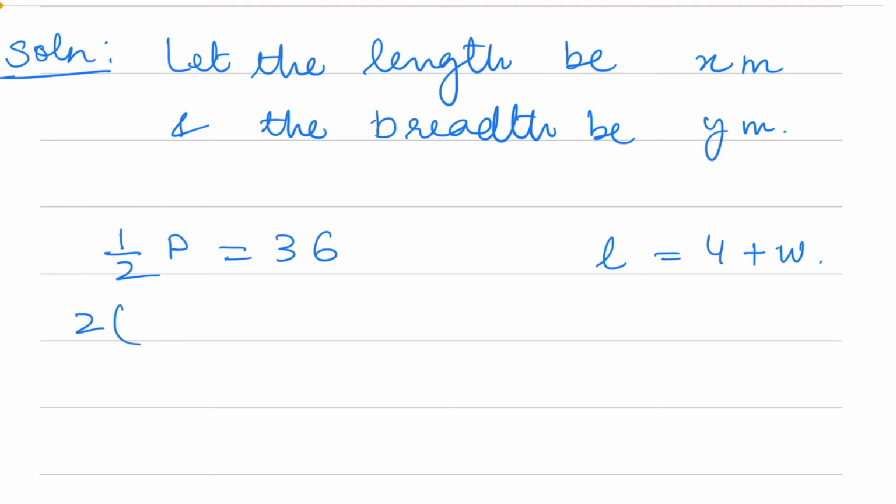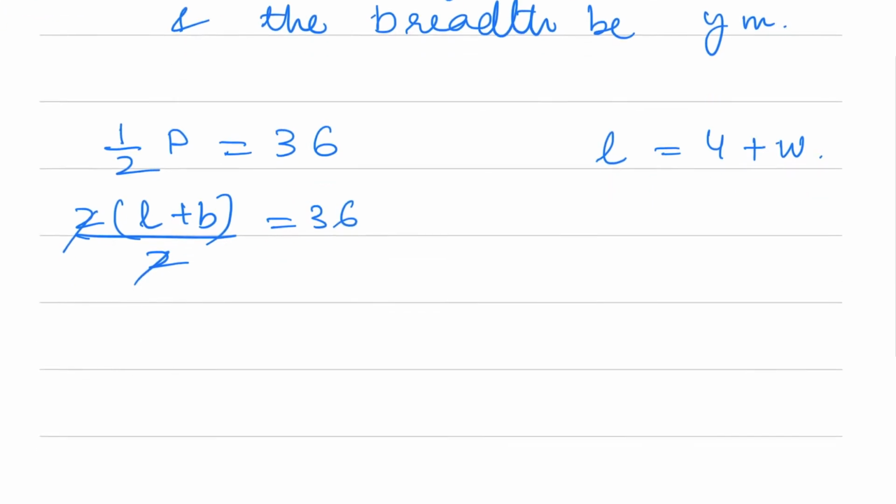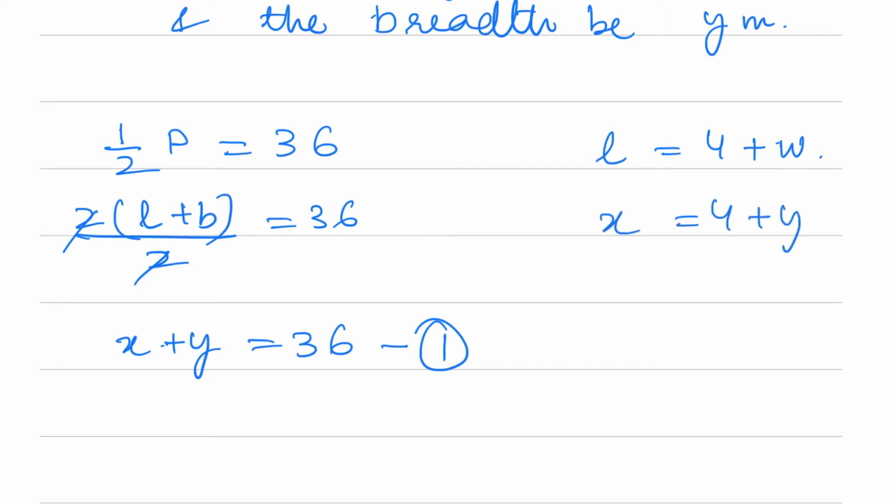So half the perimeter, what's the formula for perimeter? Perimeter is twice (length plus breadth), divided by 2, is equal to 36. This gets cancelled. My length is x and breadth is y, so x plus y is equal to 36. I have got this as my first equation. Second, I have length x is equal to 4 plus y, so I can say that x minus y is equal to 4. This is my second equation.